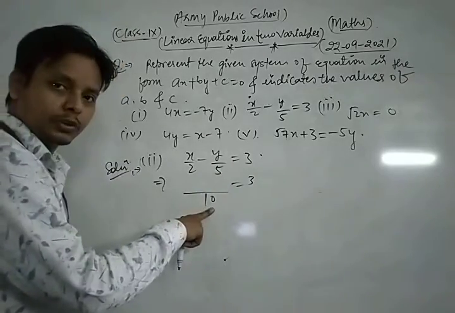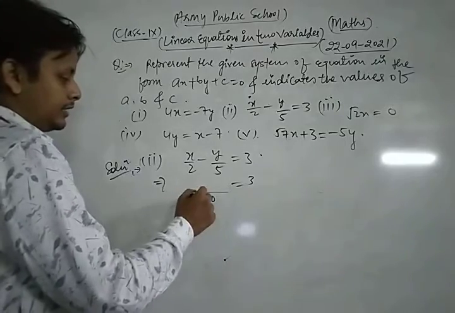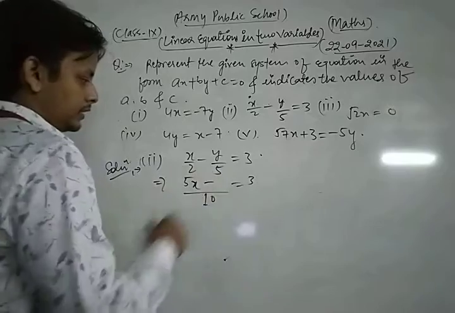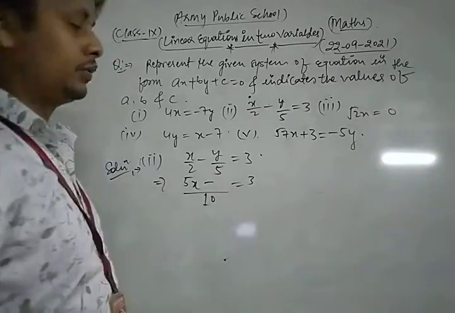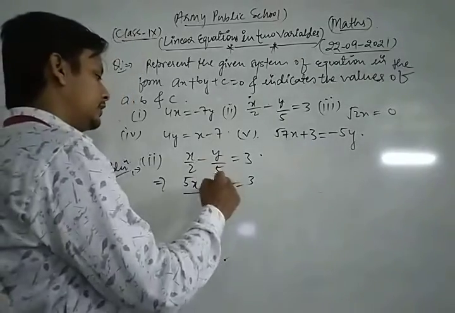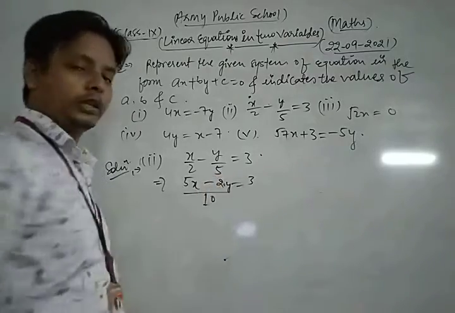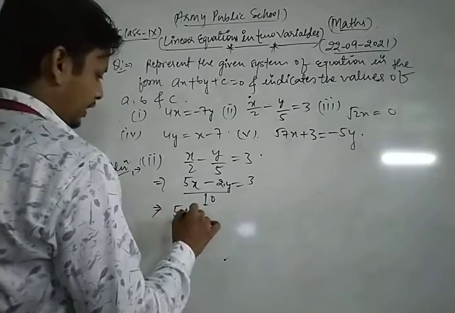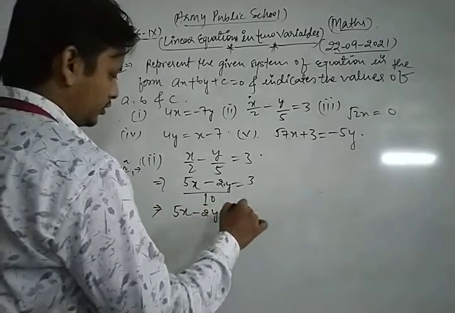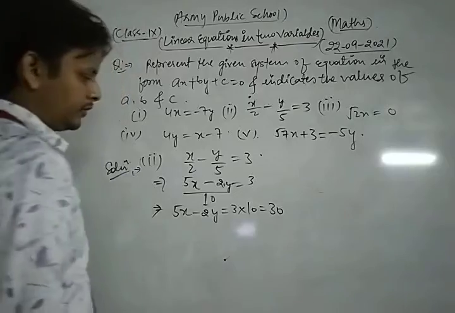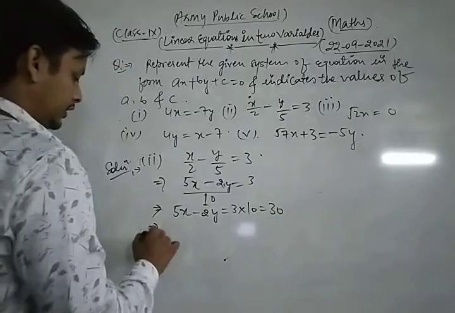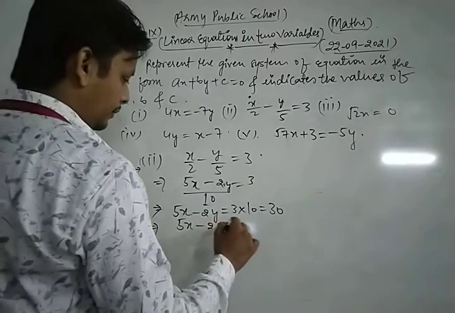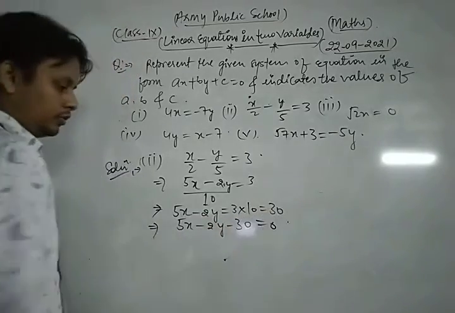First we divide the LCM by each denominator. 2 fives are 10, so 5 into x is 5x, minus, we divide 10 by 5, 5 twos are 10, so 2 into y is 2y, is equal to 3. Now we do the cross multiplication, so we get 5x minus 2y is equal to 3 into 10, that is 30. We transfer that to the other side, so we get 5x minus 2y minus 30 is equal to 0.